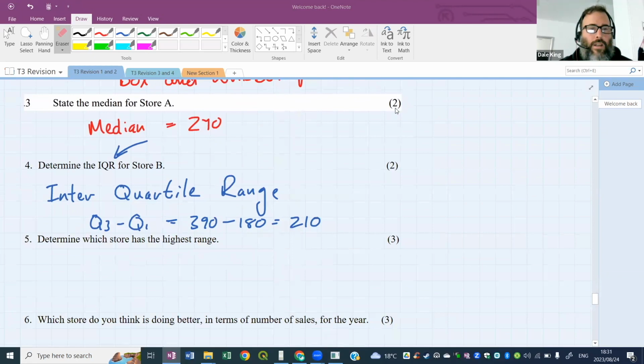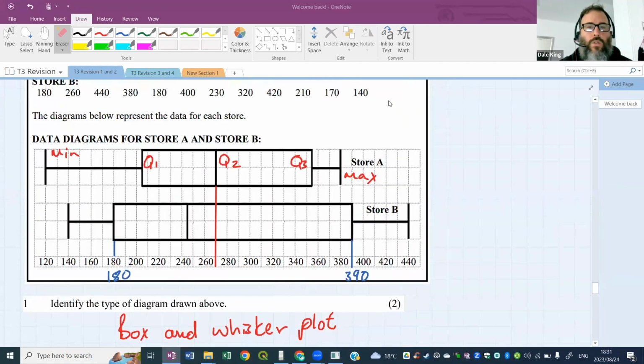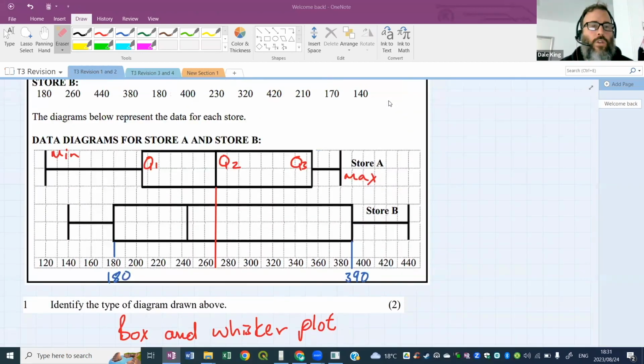What else can they throw at us? Come on. We're still in shallow waters here, I feel. Determine which store has the highest range. I'm going to leave this diagram on the screen for a little bit, and I'm going to let you work that out. Everybody, determine the store with the highest range. Not only must you tell me which one, you need to give me the range as well.